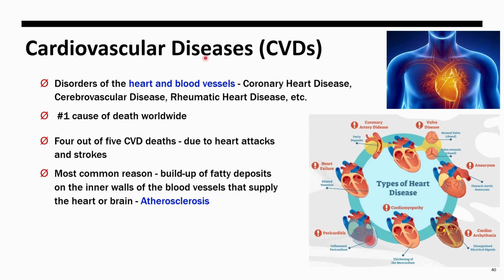So, CVDs are the number 1 cause of death worldwide. 4 out of 5 CVD deaths are due to heart attacks or stroke. So how do these cardiovascular diseases happen? The most common reason is the buildup of fatty deposits in the inner wall of the blood vessels. If you have more fatty deposits in your blood, they will get deposited in the vessels. This condition we know as atherosclerosis.